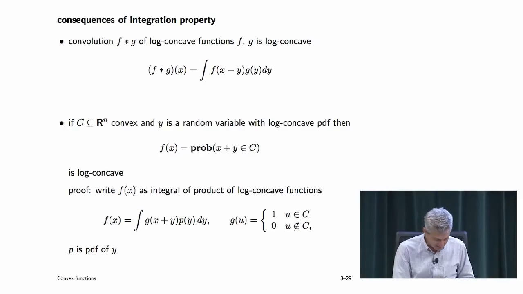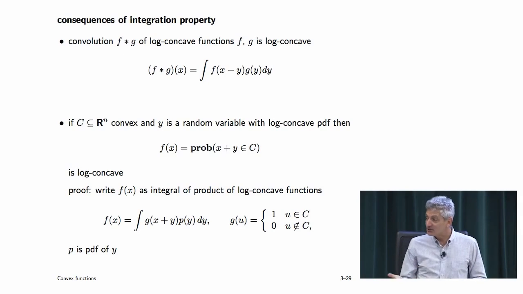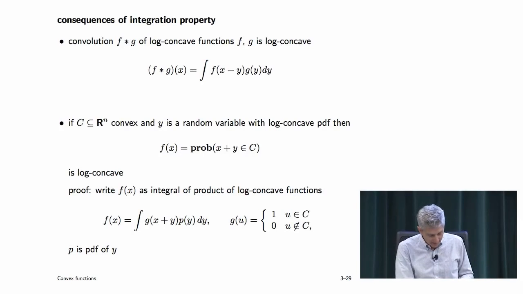So here's some consequences. It turns out that because of the integral, the convolution is log concave. It's preserved. That's very interesting for probability densities because this says the following. It says that if I have two random variables, each with a log concave probability distribution, then the sum of those random variables, whose density is the convolution, also has a log concave distribution. It's preserved, right?